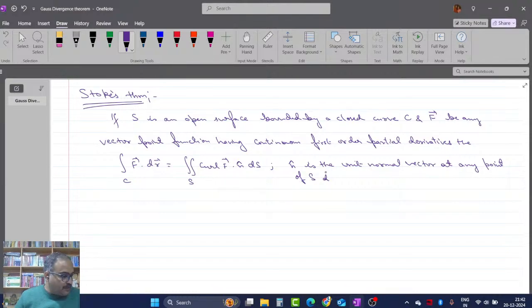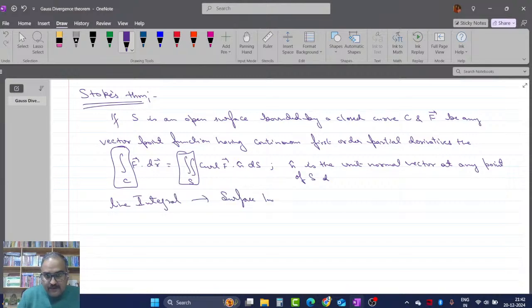Excuse me. So basically it is a relation between a single integral and a double integral. That means line integration with a surface integral. Okay.